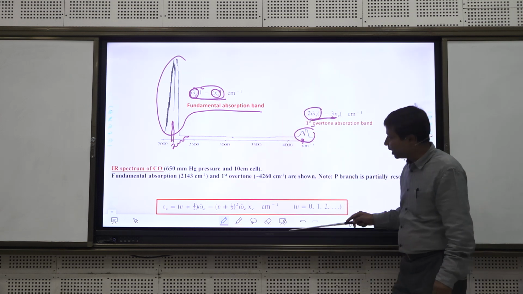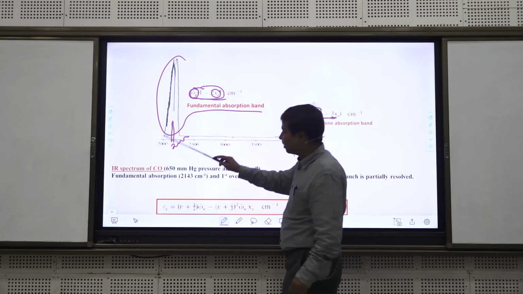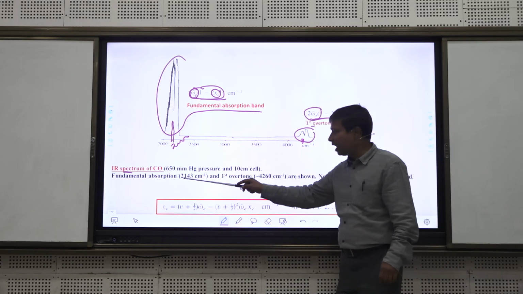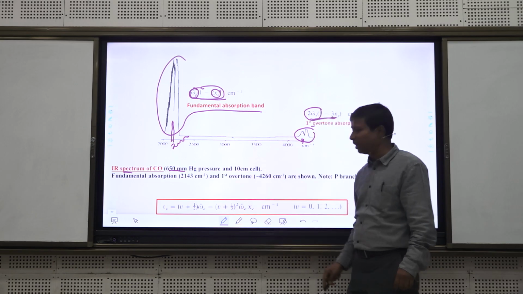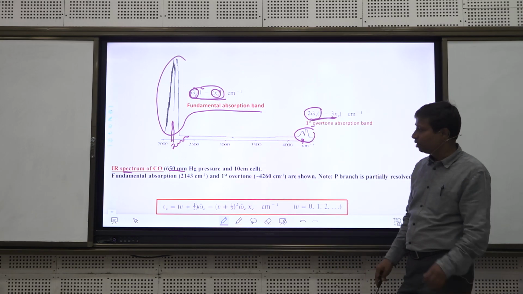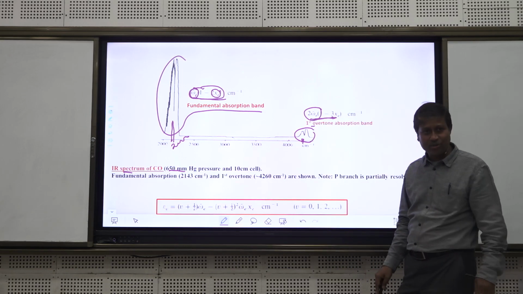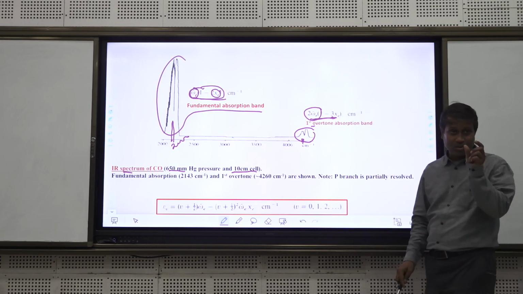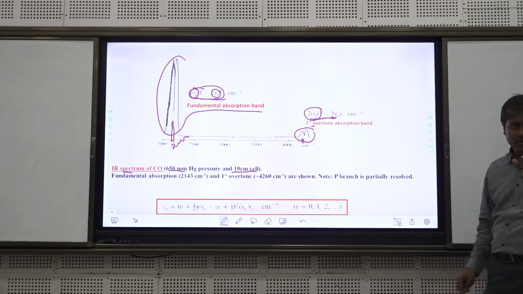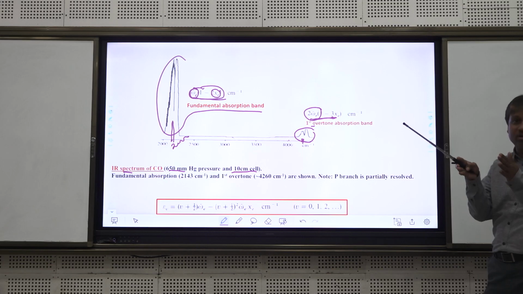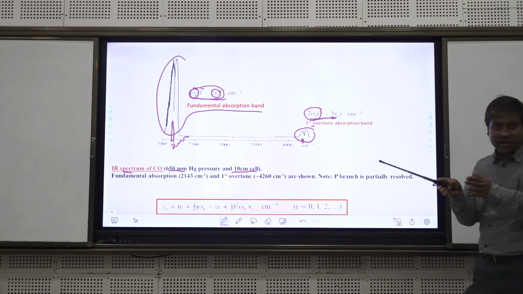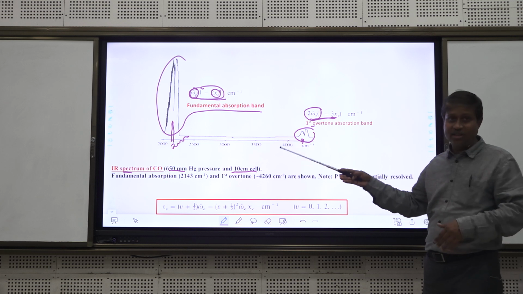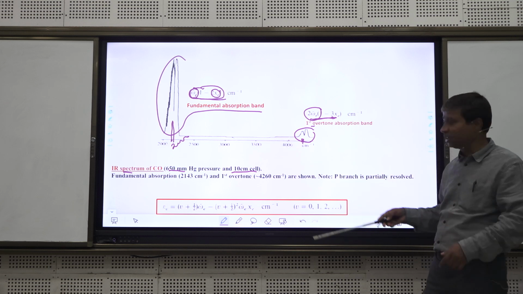This is an IR spectrum of the CO molecule taken at 650 millimeter mercury pressure, meaning less than atmospheric pressure, in a 10 centimeter cell. You used a 1 centimeter cell in electronic spectroscopy. This is a 10 centimeter cell because, for a gas molecule, the number of molecules is less, so you should have a bigger path length. Intensity depends on the path length, which we discussed in the last class.